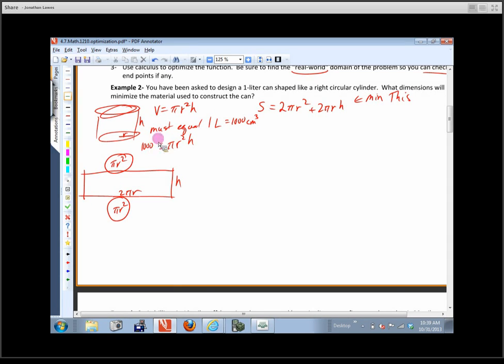And then what do I do with this? How does that help me? Okay, let's solve this for h. That's the variable we want to get rid of. Okay, so if I solve this for h, I get h equals 1,000 over pi r squared. And now we're going to have a function of r. So I'm going to write the surface area as a function of r. This is 2 pi r squared. This is 2 pi r. And then h is 1,000 over pi r squared.